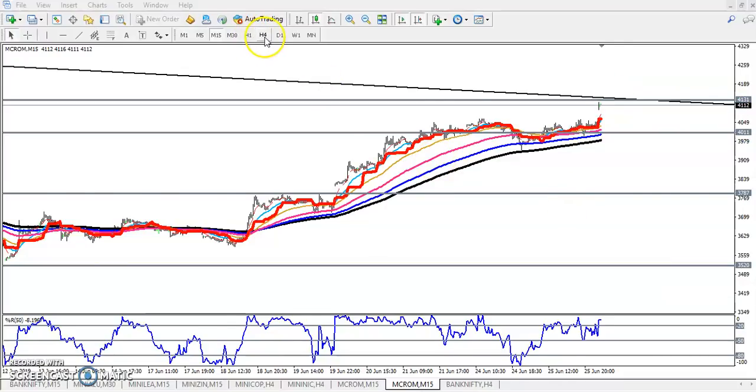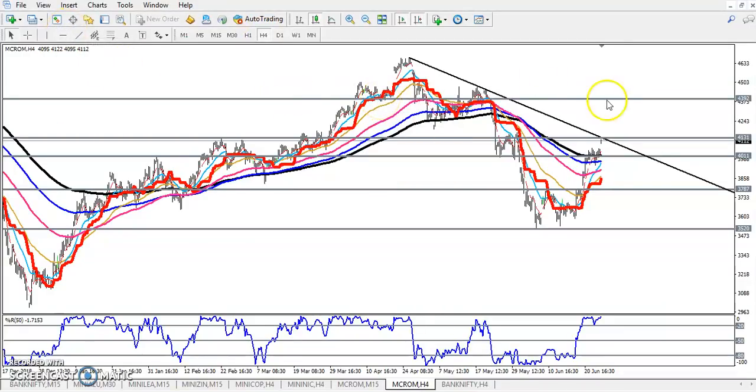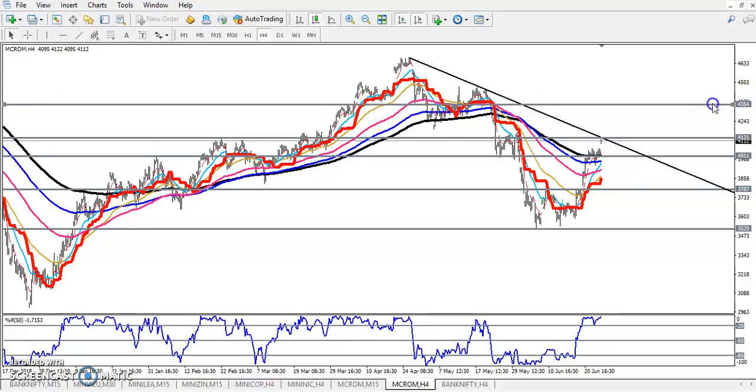If you see in the 4 hour time frame, the next target will be here, this previous line around 4300, right? So we can go for 4300, right?